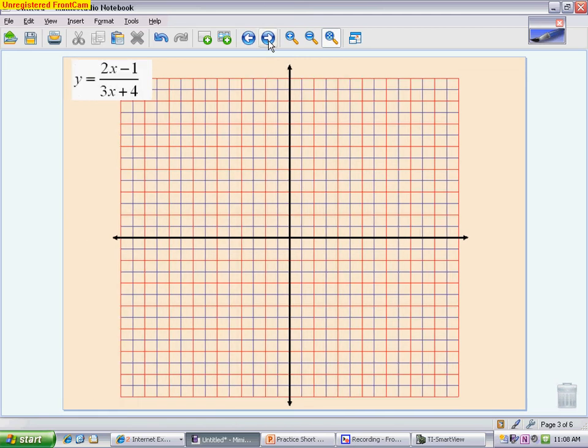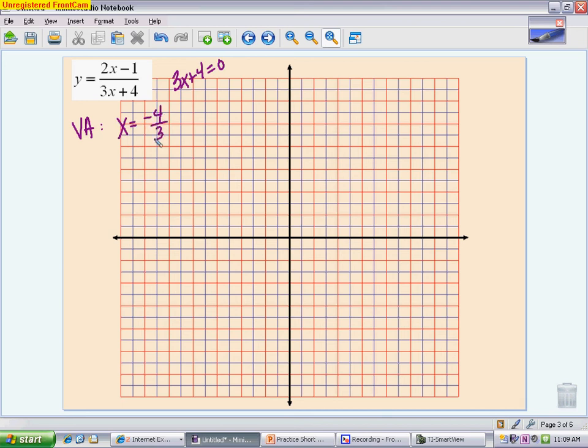The second one is also a hyperbola. This is a situation where we have a linear piece on top, so you have something with an x, and a linear piece on the bottom. For this one, the vertical asymptote is still what makes the denominator 0. So if you needed to go off to the side and write 3x plus 4 equals 0, or if you can do that in your head, it happens at negative 4/3. x equals negative 4/3, because it's a vertical line.